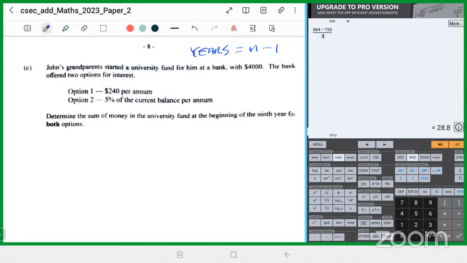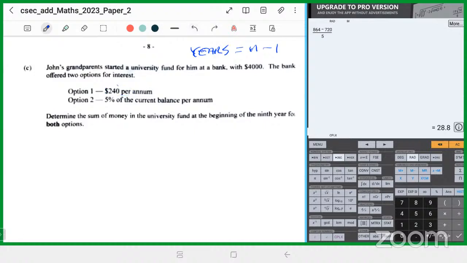Term number minus 1 is the number of years. Pass, right? So it said there are 2 options offered. Option 1 is to pay $240 per year. So the bank offered 2 options for interest. After putting in the $4,000, you could gain $240 interest every year.